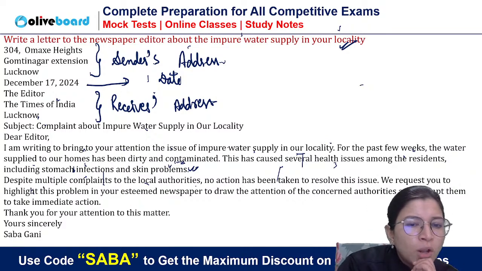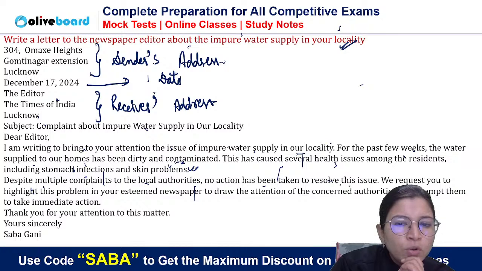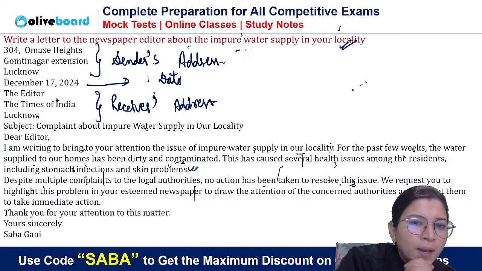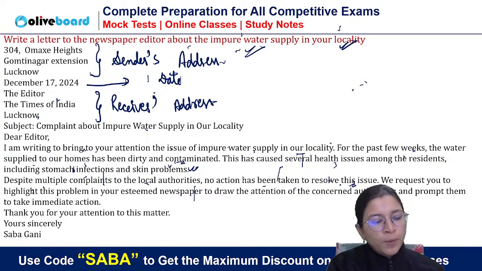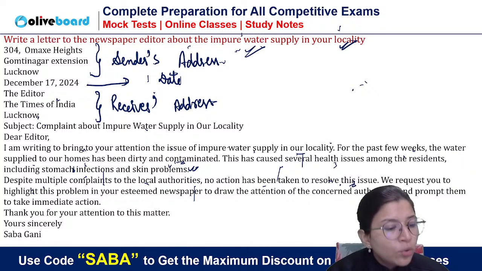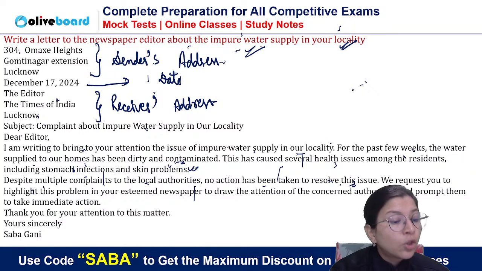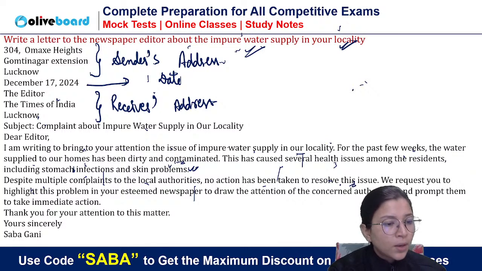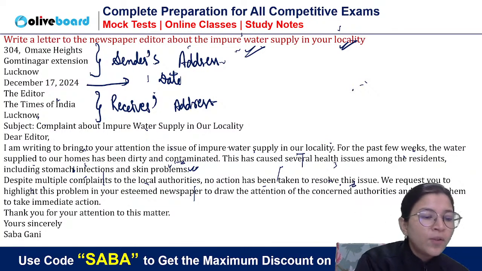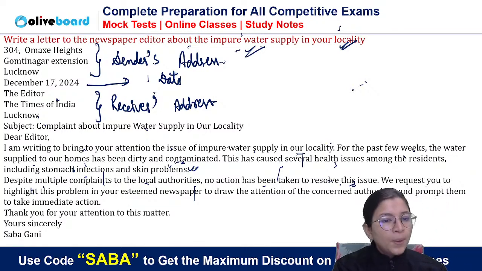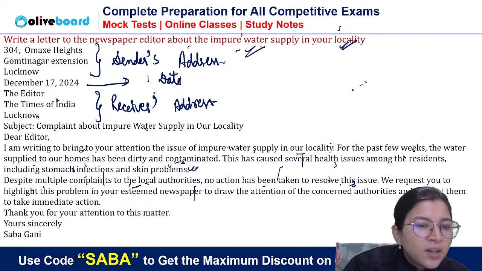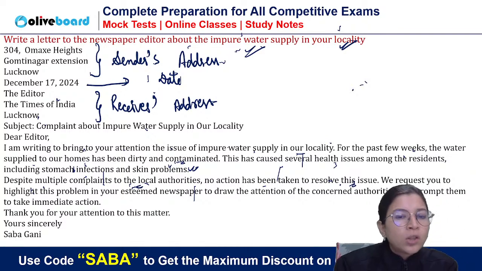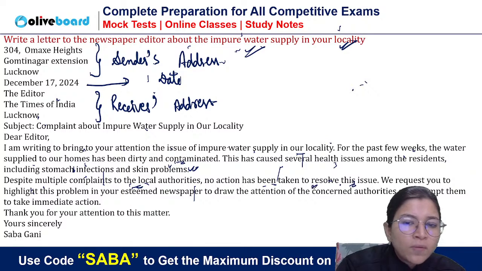Despite multiple complaints to the local authorities, no action has been taken to resolve this issue. Now why are you writing? Now tell me, if dirty water is coming into your house, what will the newspaper do? Is the newspaper editor going to supply you fresh, clean water? So why do we write to the newspaper editor? When the authorities don't listen to you, we bring the matter to the media. So simple. So you will mention this point, that despite multiple complaints to the local authorities, no action has been taken to resolve this issue.